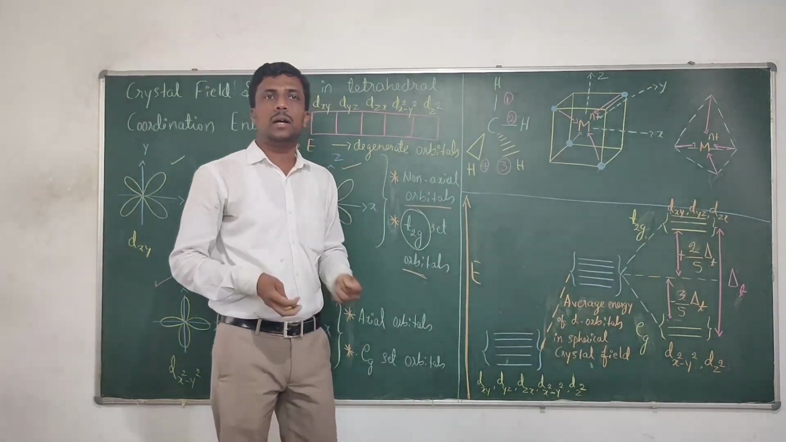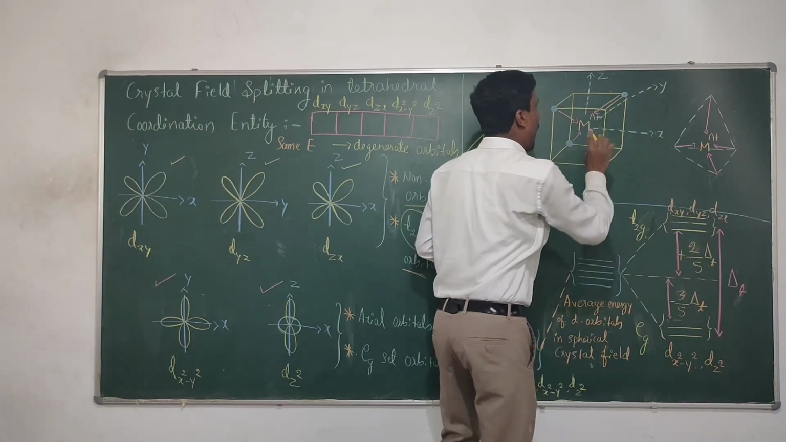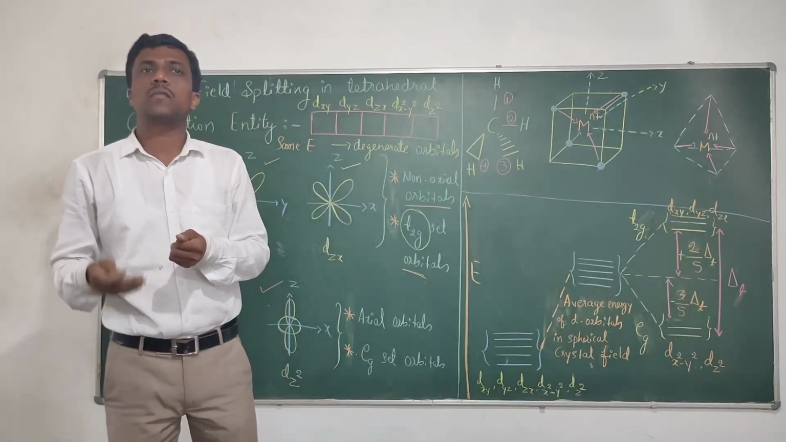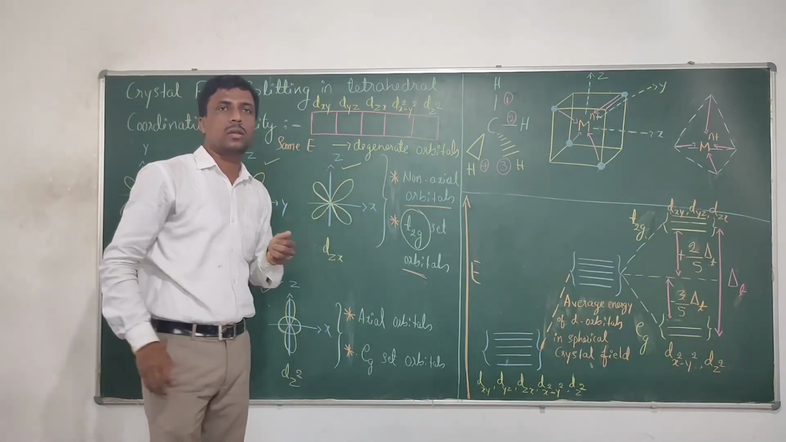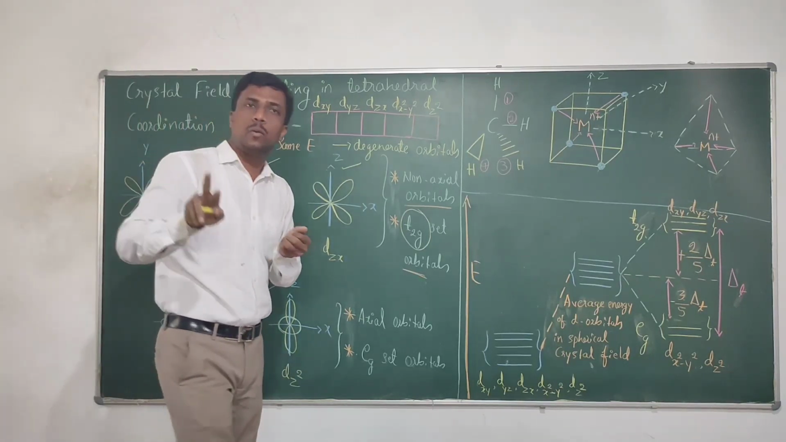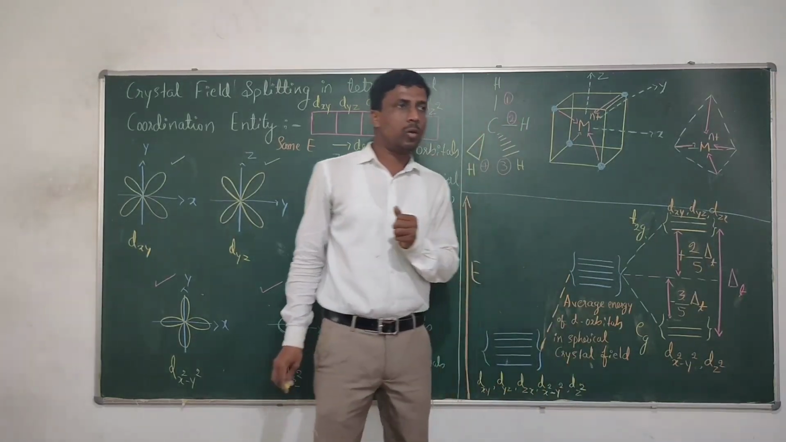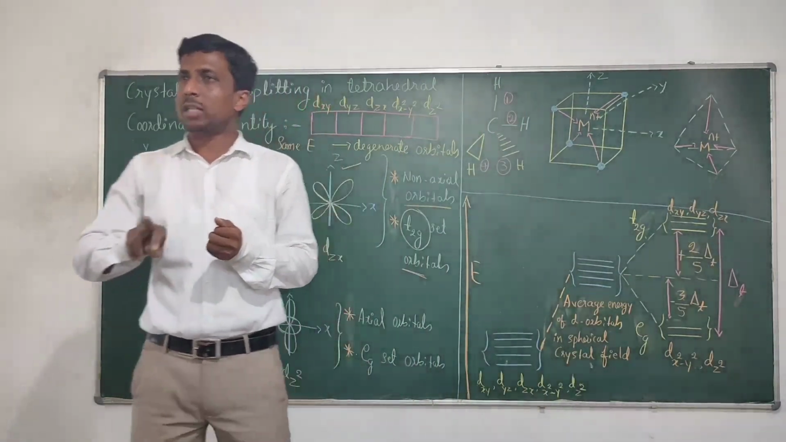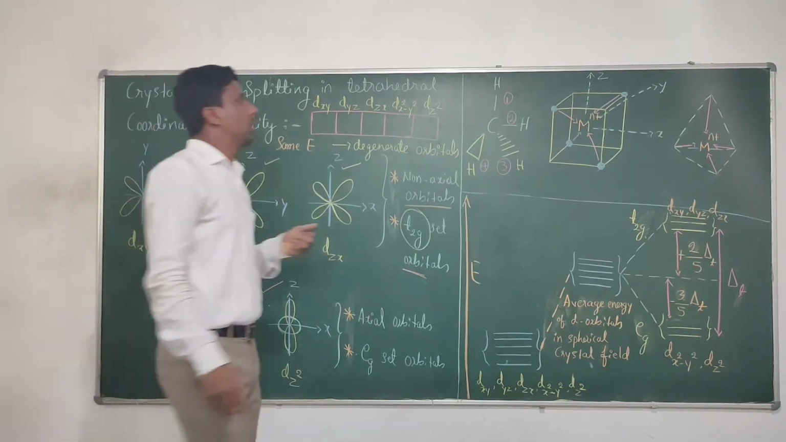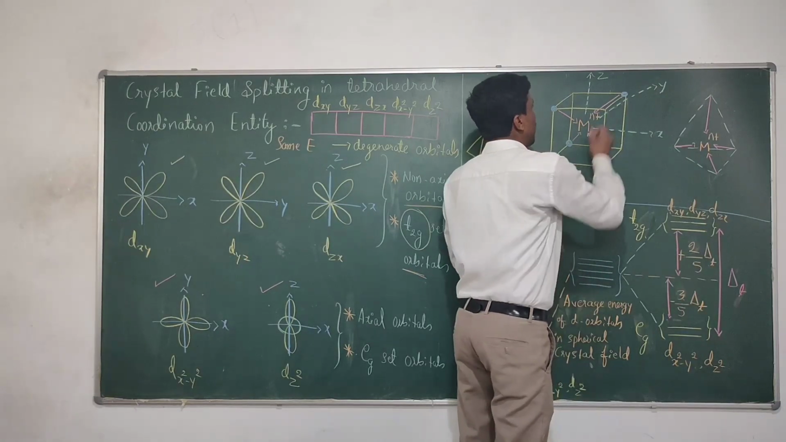What is happening here? You also know the direction of the presence of the lobes on the coordinates. Two orbitals, dx square minus y square and dz square, have lobes on the coordinates. The three orbitals dxy, dyz, dzx come in between the coordinates. But look at the direction of approach of the ligands.